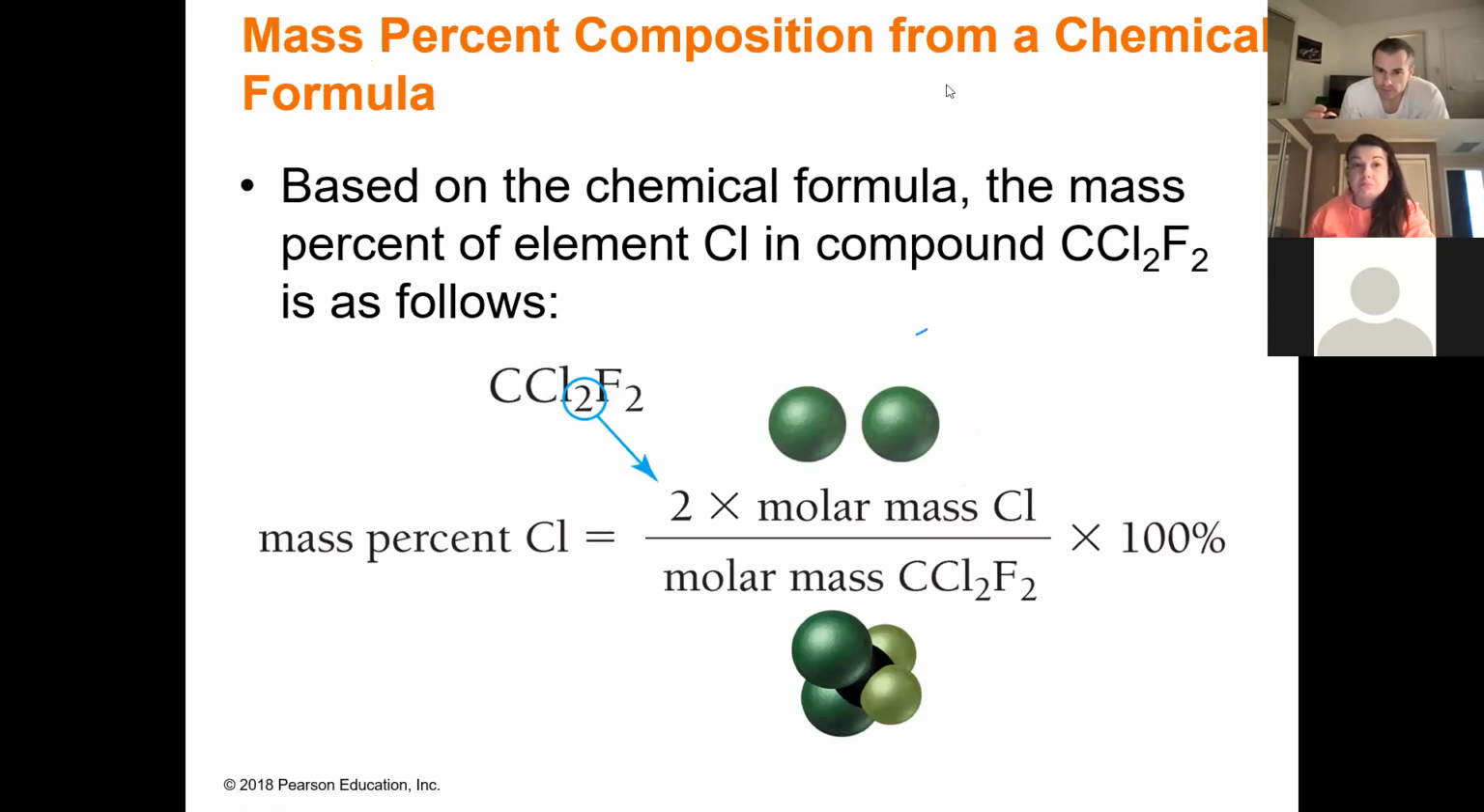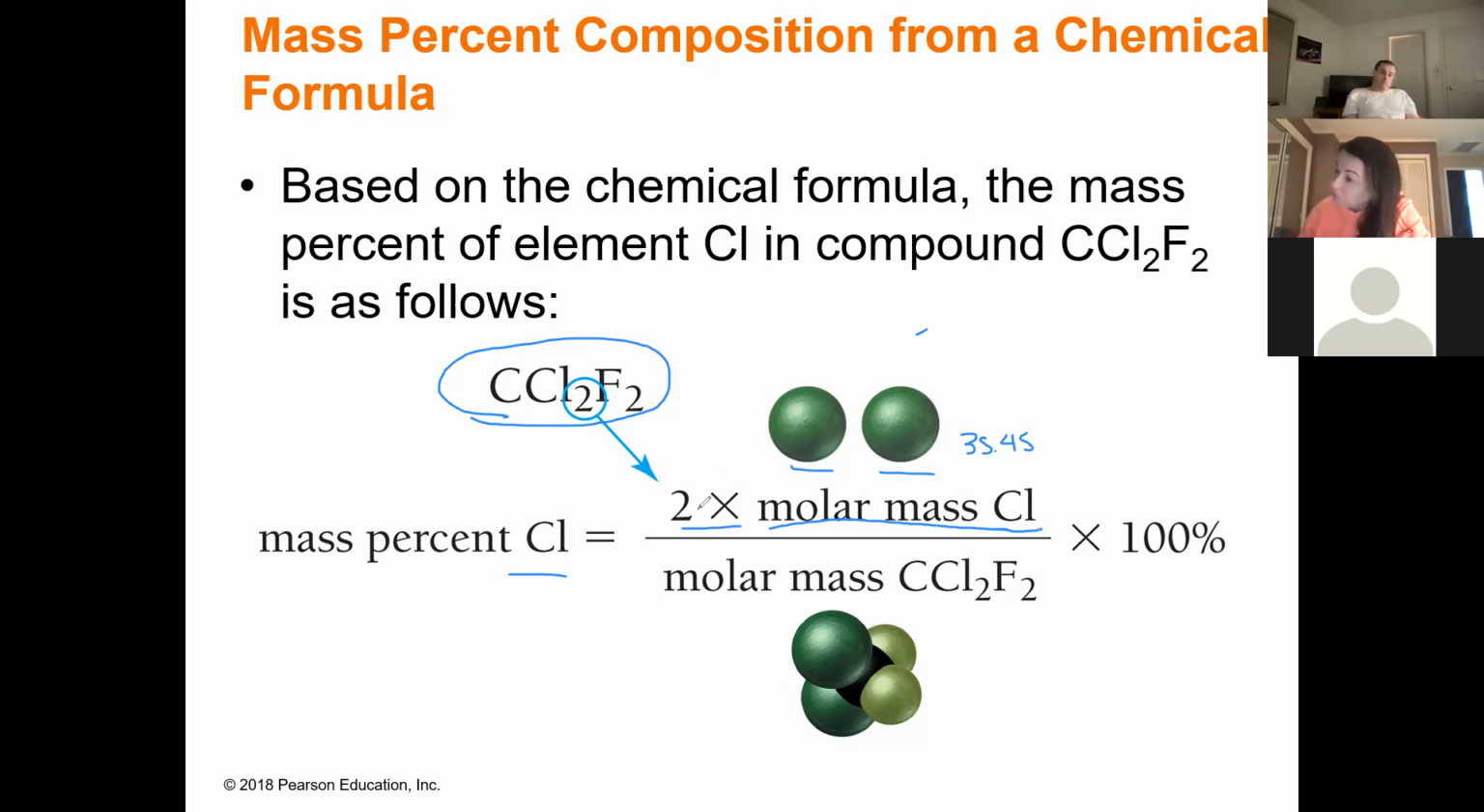Okay, so let's say we have this formula here, CCl2F2, and I want to calculate the mass percent of chlorine based off of the chemical formula. I don't have any experimental data. I didn't run any sort of experiment. I just have a formula. So the way that I figure out the mass percent is I take the molar mass of the chlorine and I have to multiply it by 2 because there are in fact 2 of them. What's the molar mass of chlorine? 35.45, I believe.